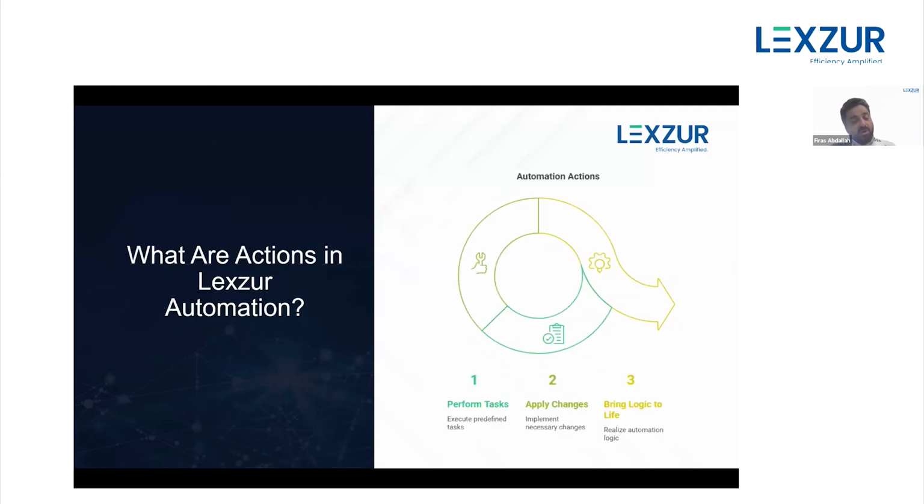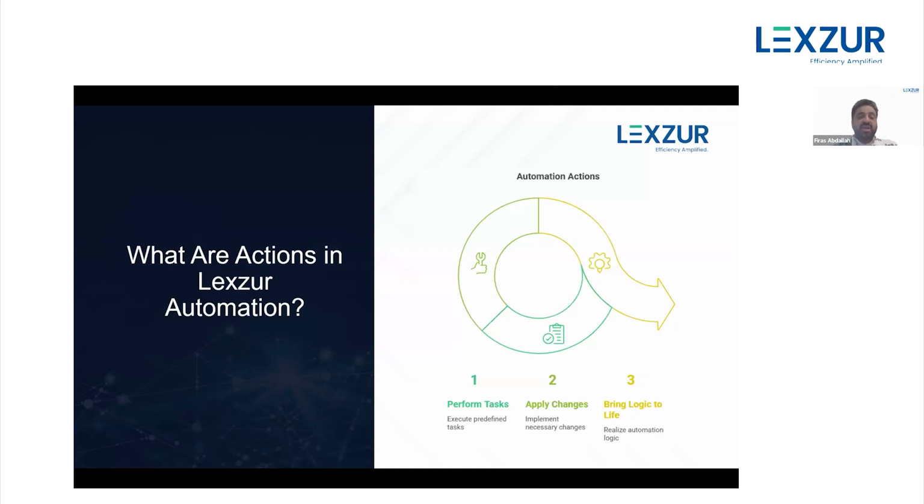The last block, the third block, is related to actions. Actions are the executors of your automation rules. They are predefined tasks and activities that apply changes within your Lexzur workspace.